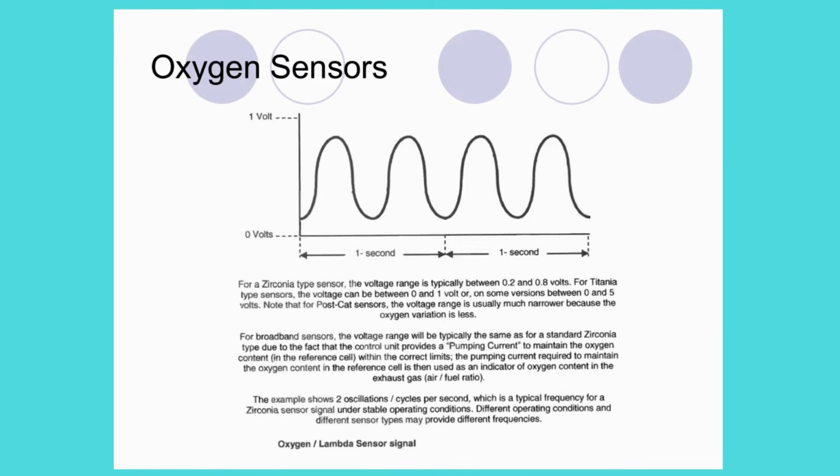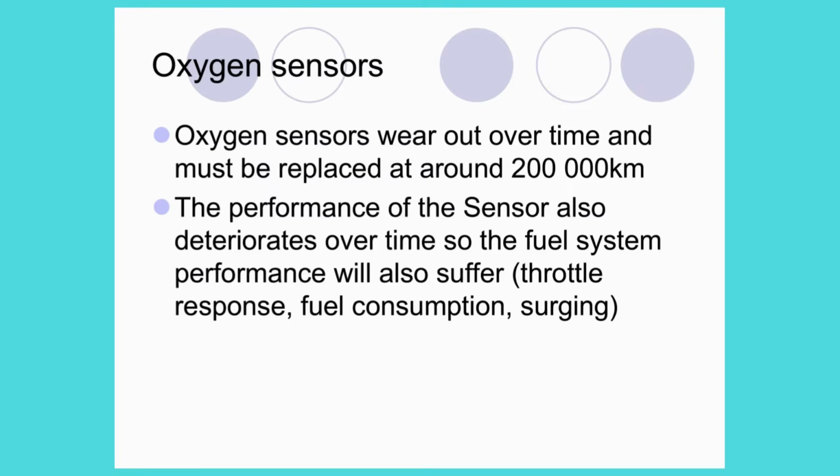The example shows 2 oscillations or cycles per second, which is the typical frequency for a zirconia sensor under stable operating conditions. Oxygen sensors wear out over time and must be replaced at around 200,000 kilometers. The performance of the sensor also deteriorates over time, so the fuel system performance will also suffer. Symptoms could include poor throttle response, fuel consumption, and surging.